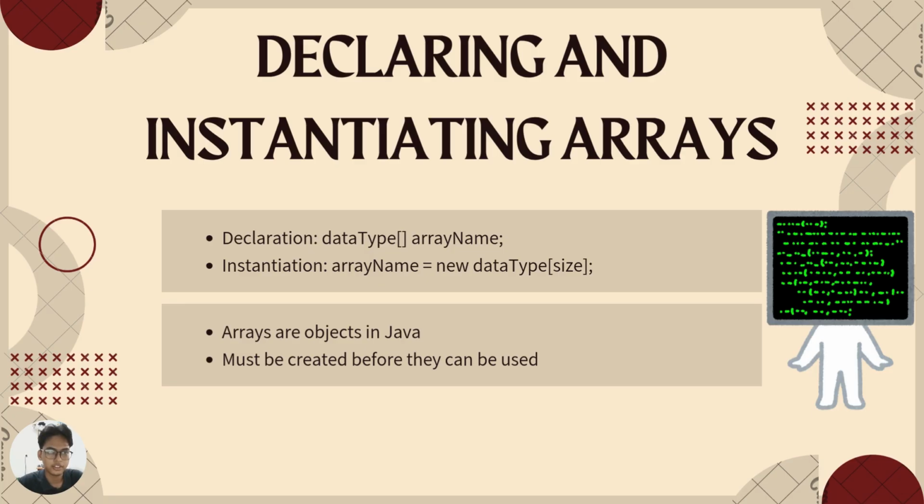Declaring and instantiation of arrays. Declaration: data type, array, and array name. Instantiation: array name equals new data type, square bracket, size. Arrays are objects in Java, therefore, they must be created before they can be used.